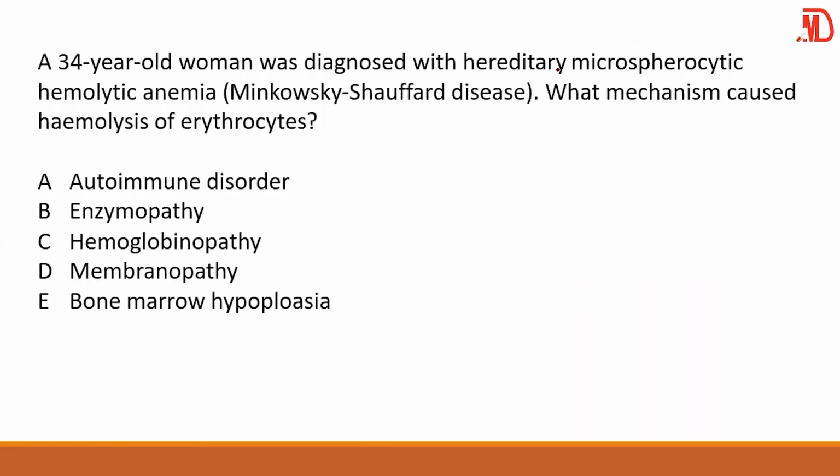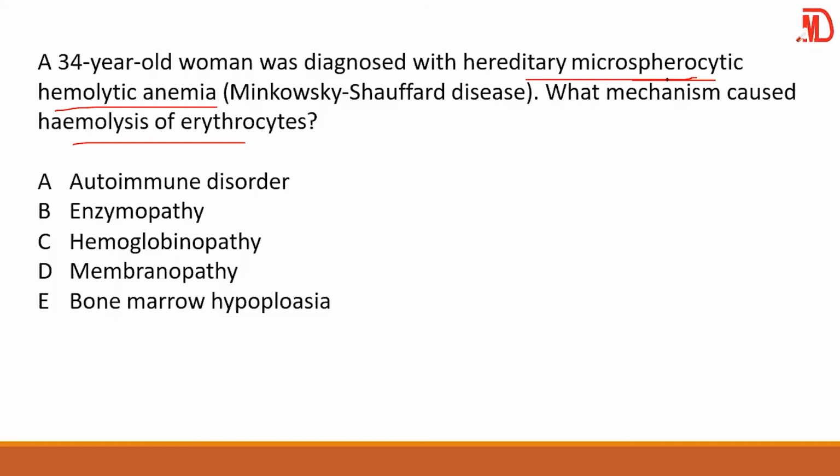A 34-year-old woman was diagnosed with hereditary microcytic hemolytic anemia. Okay. What mechanism causes hemolysis of the erythrocyte? The only thing is that there's a problem with the shape of the erythrocyte. The erythrocyte is always biconcave, right? It's always biconcave.